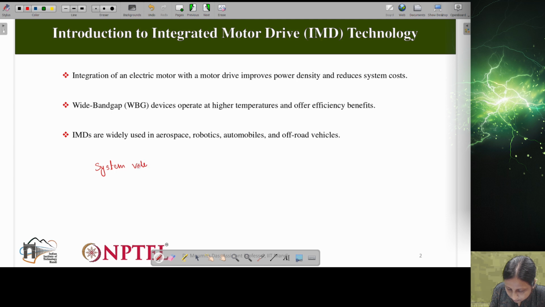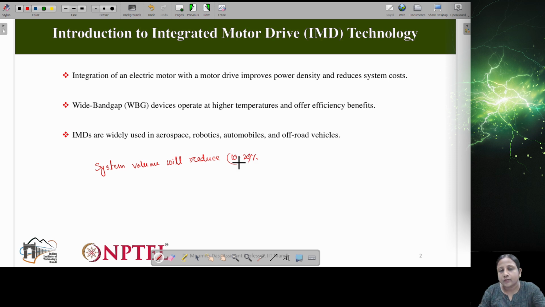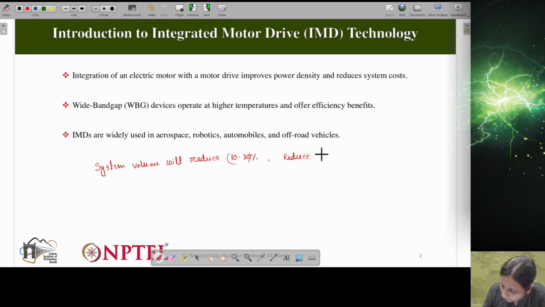volume will reduce 10 to 20%, right? And it will reduce the cost of the system by 30 to 40%.